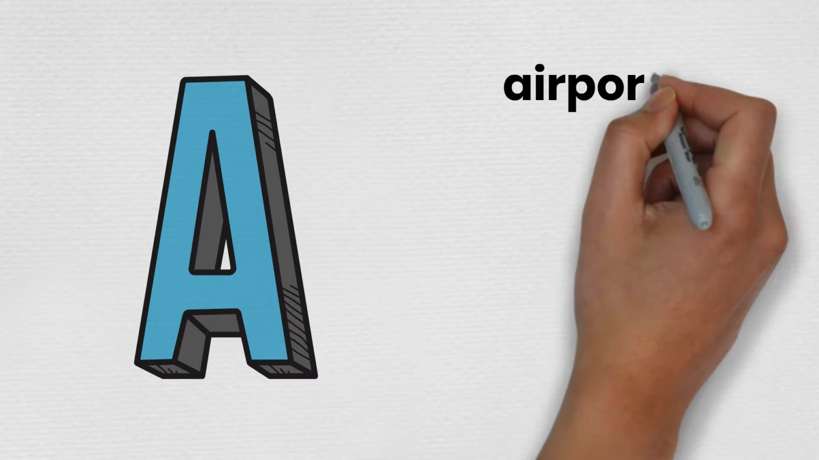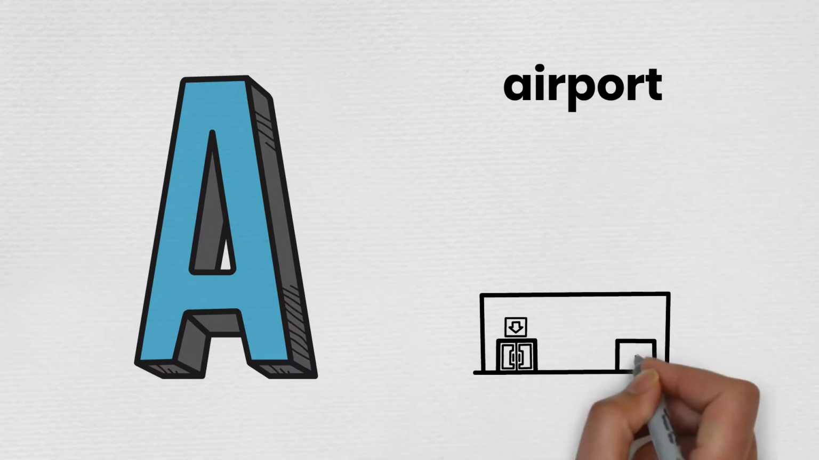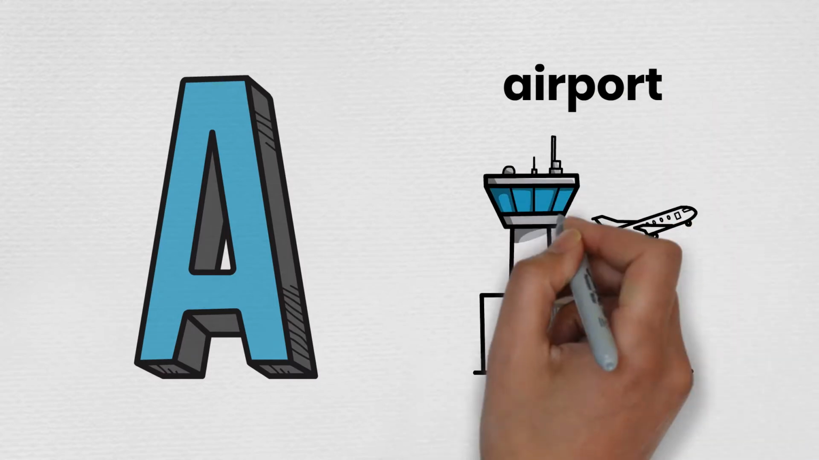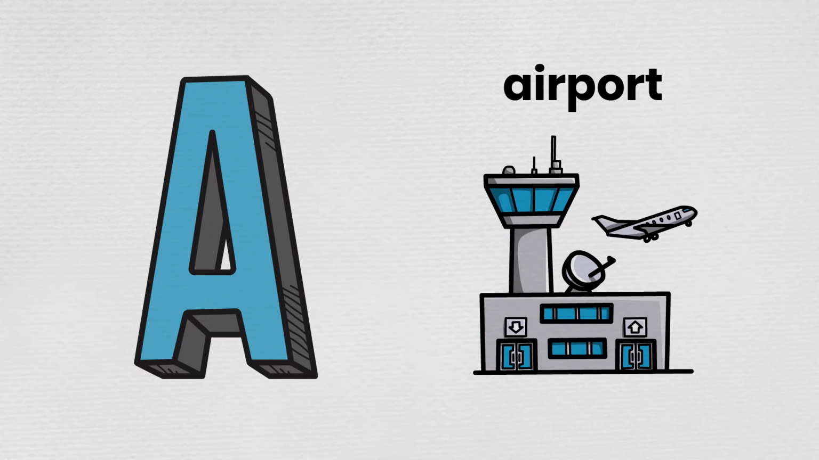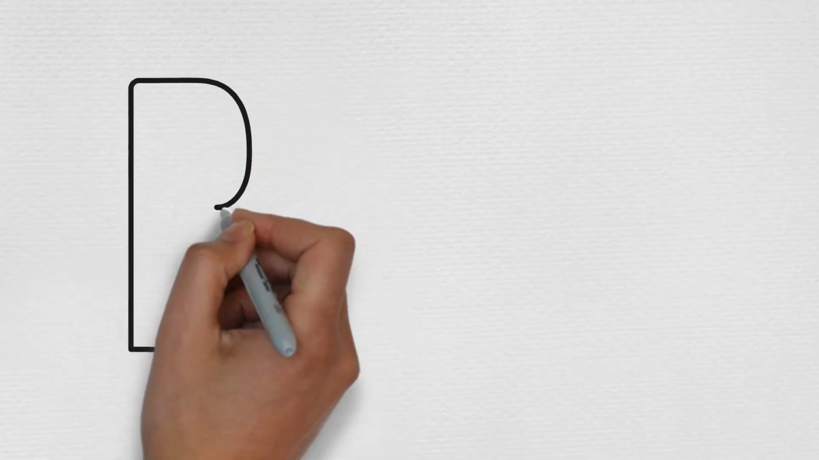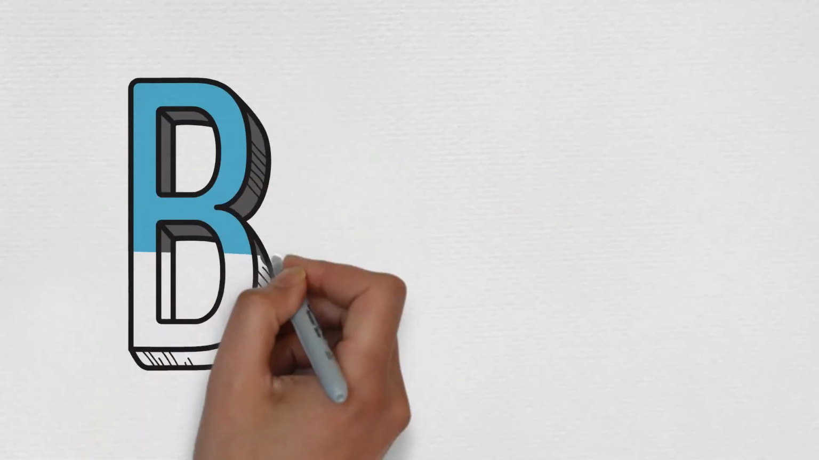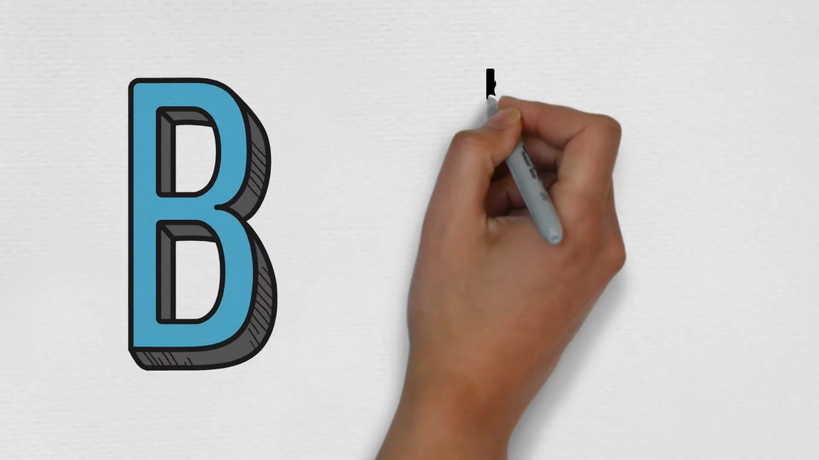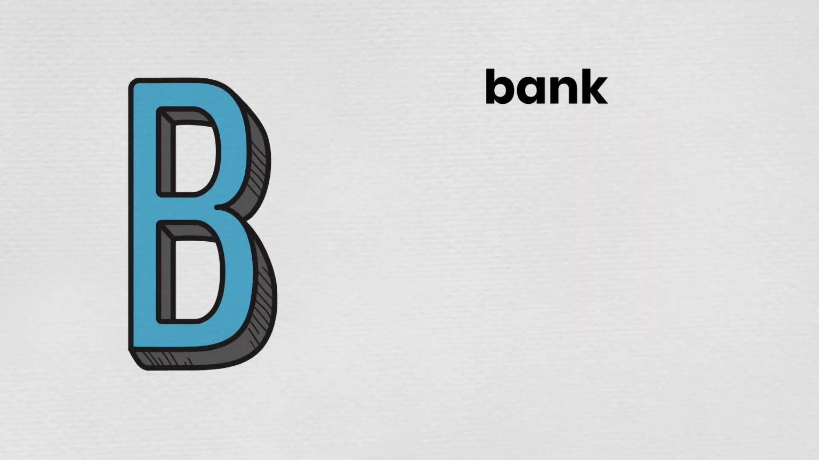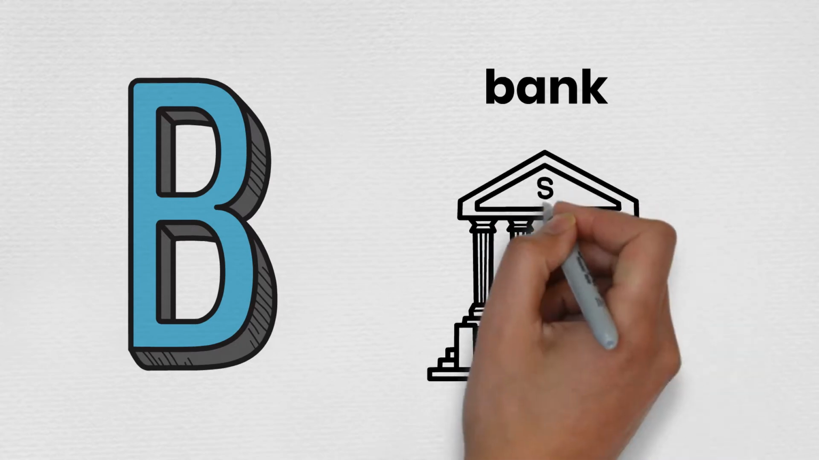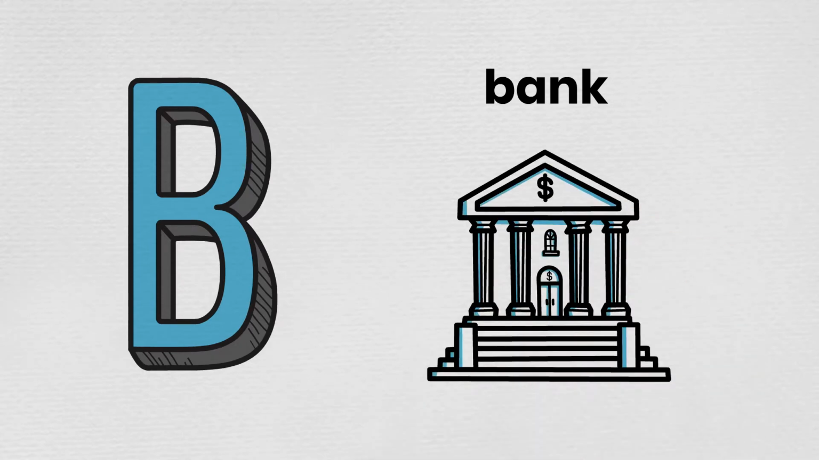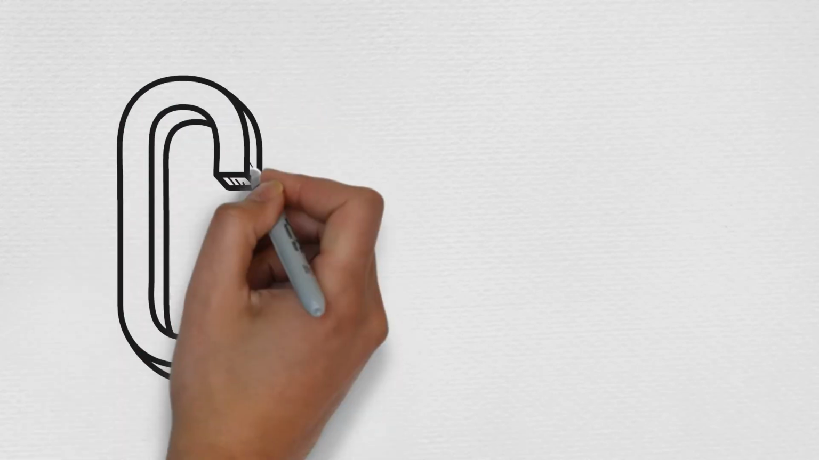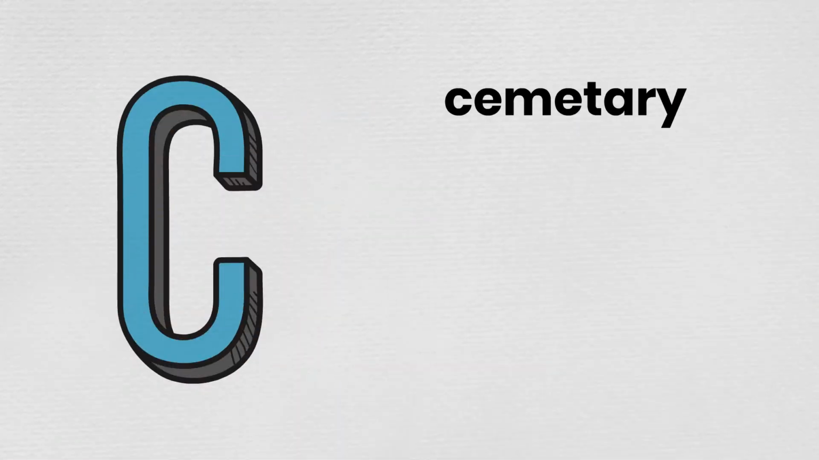A is for airport. B is for bank. C is for cemetery.